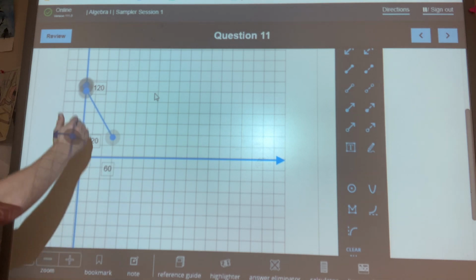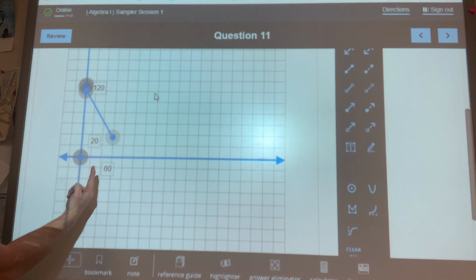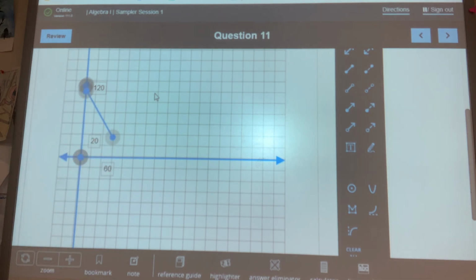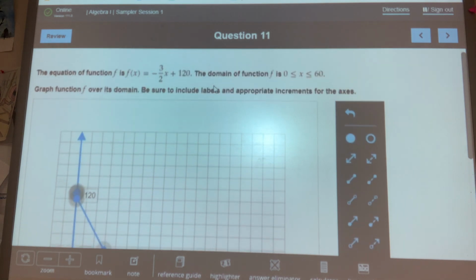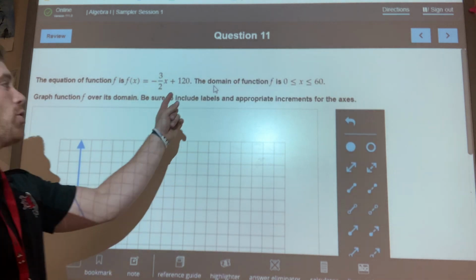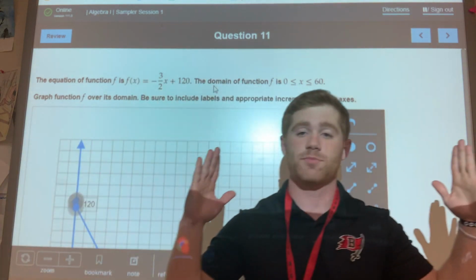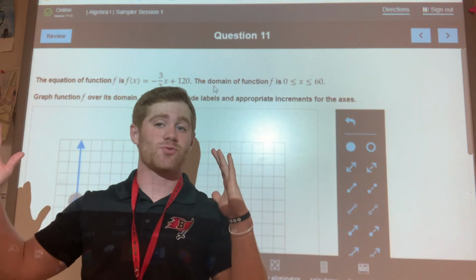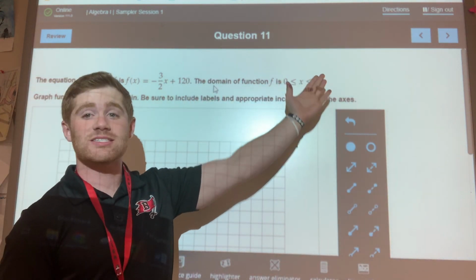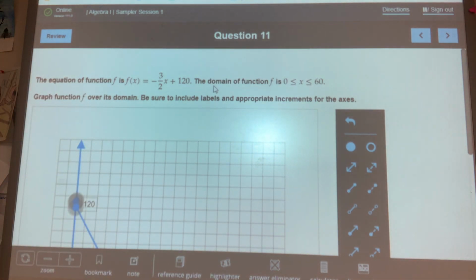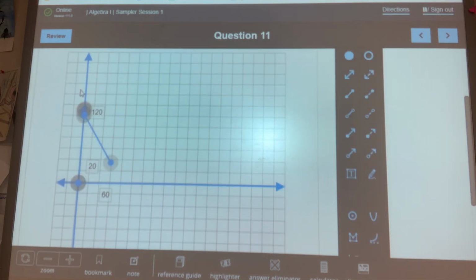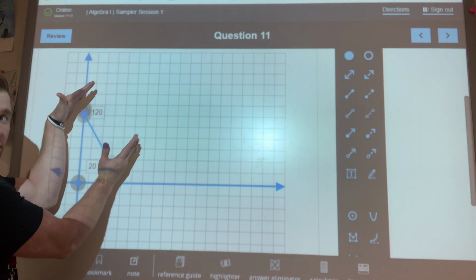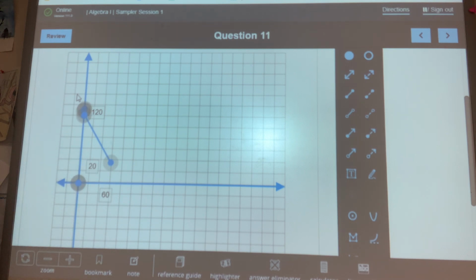But you'll see that my line here stops at 60. The reason being is if you look at the instructions, it says the domain of the function, which is how far something is left, how far something is right, is from 0 to 60. So if I look at this, I graphed this line because it goes forever and ever, but they just asked me for this little segment from 0 to 60. So that's how I would graph number 11.